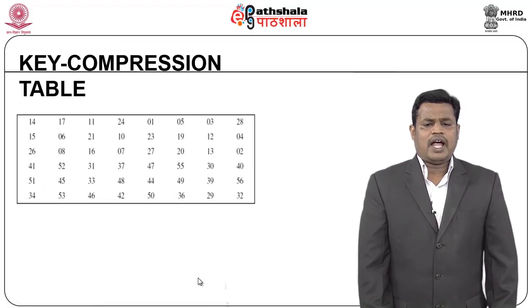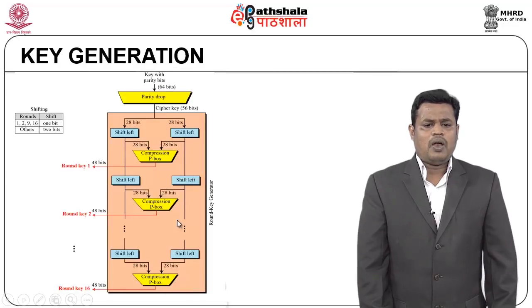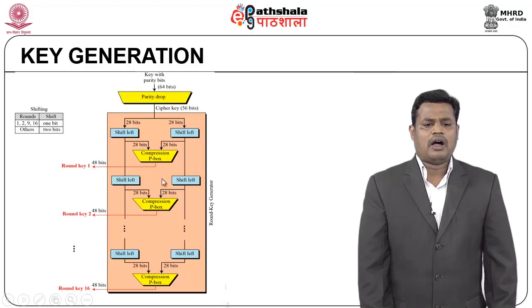And finally, we have a compression table, where we need to compress the 56-bit key into a 48-bit subkey. So, overall, the process involved in key generation for each and every subkey is the left shift as well as the compression. Left shift and compression happen for each and every round, whereas parity drop happens only at the first step, before the key enters the key generator.